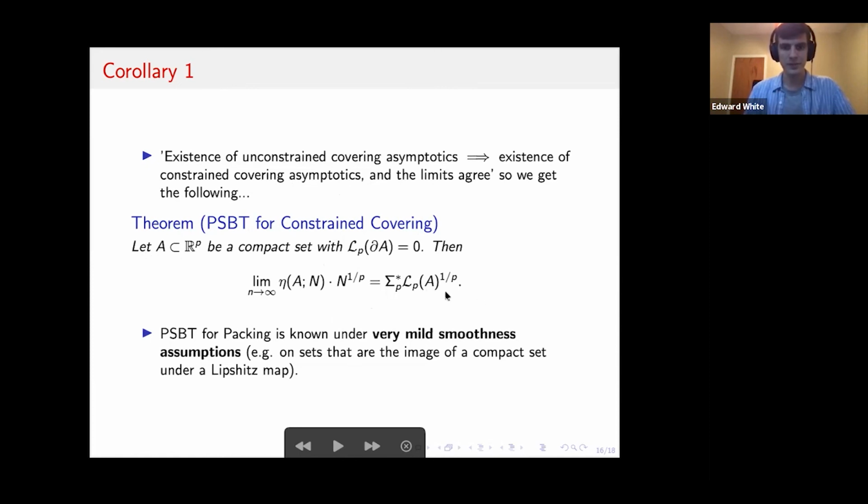equality on the right. Now, the case of the Poppy-C-Bagel theorem for packing was shown under very mild smoothness assumptions, which was on sets that have the image of a compact set under a Lipschitz map. And I didn't have time to fully go into that case for covering, but we were able to extend this result to similar smoothness assumptions. So not only were we able to take this for a compact set of measure zero boundary, we were in fact able to drop this condition about the boundary being measure zero. And so that was one of our main results from the recent paper.